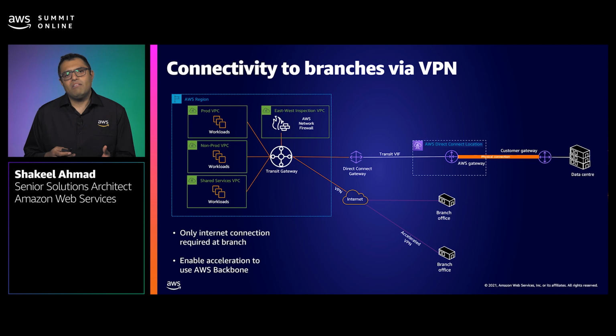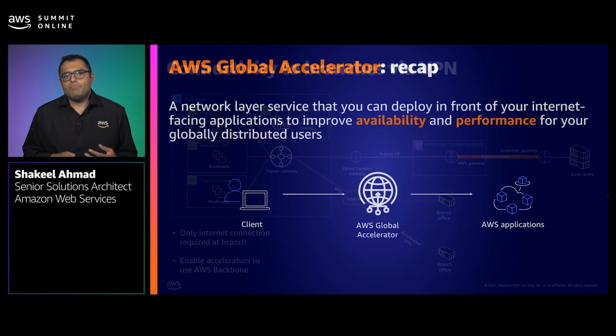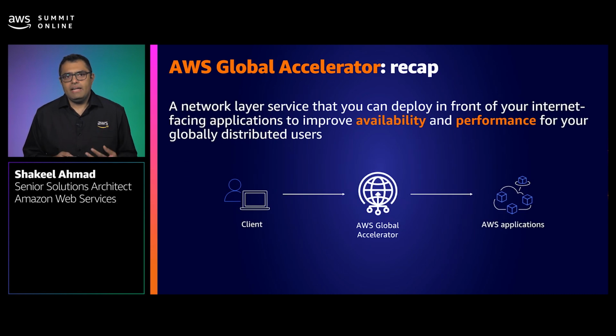Now, we briefly touched on accelerated site-to-site VPNs, which is powered by AWS Global Accelerator previously. I want to take a quick recap on how actually it works and how does it actually helps you there. So let's do that first. So AWS Global Accelerator is actually a network service which you can deploy in front of your internet-facing resources, as well as it powers accelerated site-to-site VPNs, as we talked about that. It actually improves the availability and performance of your applications by using Anycast and AWS Backbone.